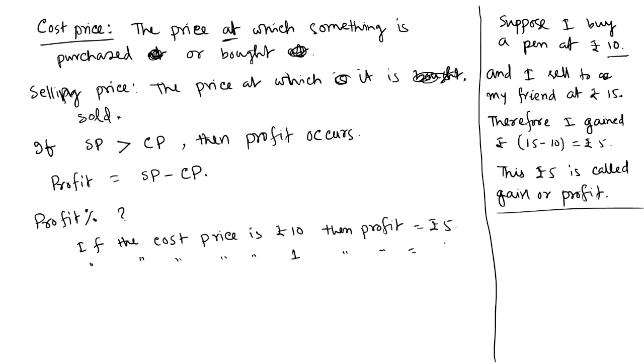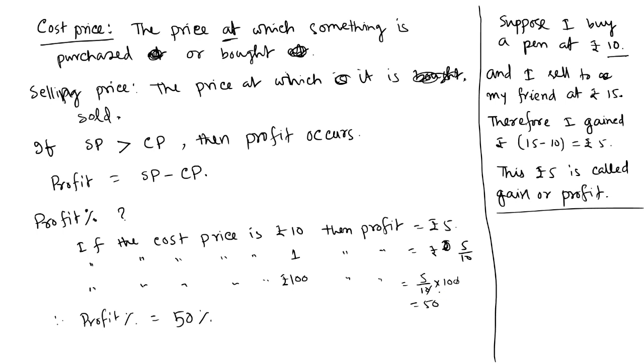Then the profit would be 5 by 10, that is half a rupee. So if the cost price is 100, then the profit would be 5 by 10 into 100, and that would be 50 rupees. Therefore, if I spend 100 rupees, then I would get a profit of 50 rupees. Therefore, 50 is the percent of profit. So profit percent equals 50% for this.